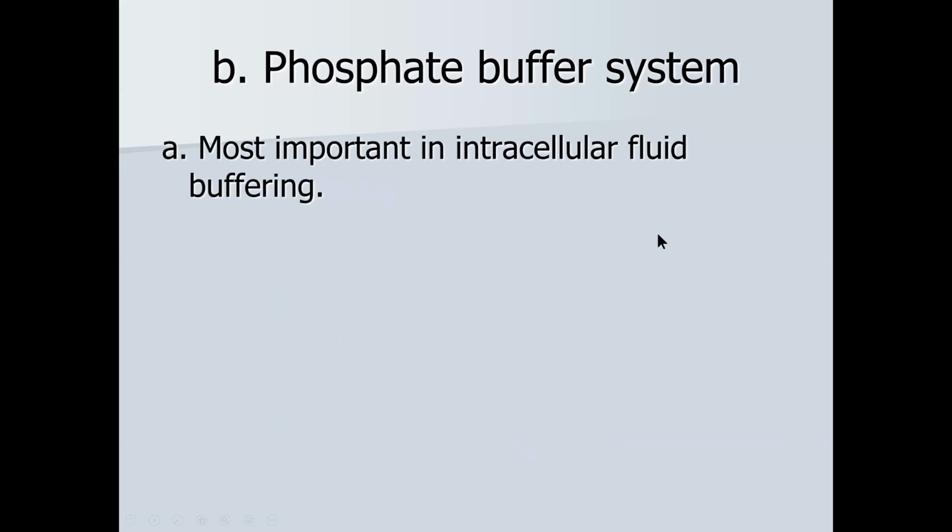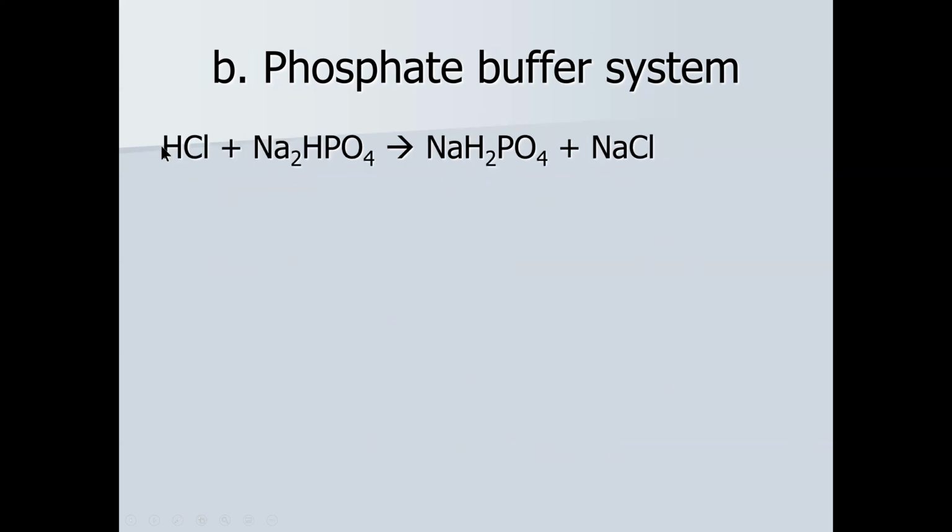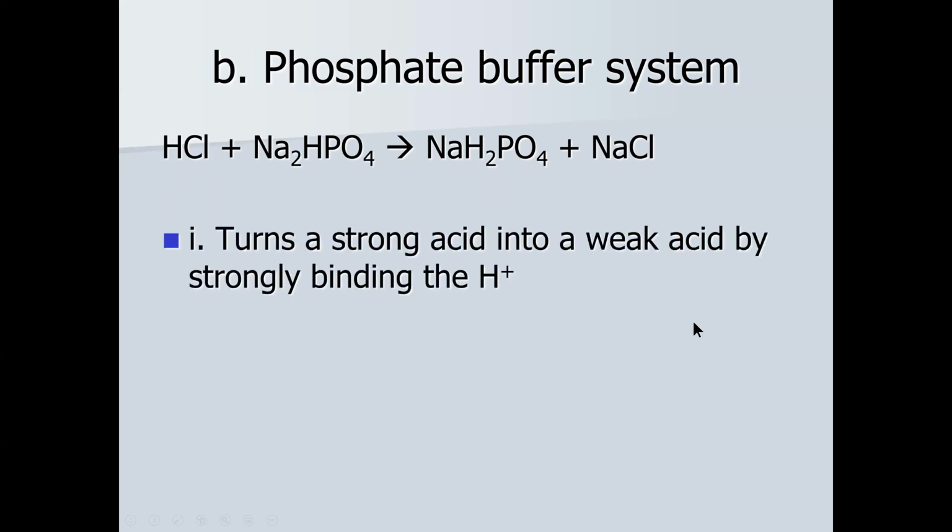Most important. Now we have the phosphate buffer system, which is most important in intracellular fluid buffering. We have hydrochloric acid and we have sodium hydrogen phosphate, and it's the same thing here. Hydrochloric acid is a strong acid. We have a weak acid and a weak base. It's an acid because it has an extra hydrogen ion, so it's going to donate that hydrogen ion. It's a weak acid, just like our carbonic acid. So we go from a strong acid to a weak acid, neutralize the hydrogen ion, and form salt again. It turns a strong acid into a weak acid and takes chloride and makes it a salt.